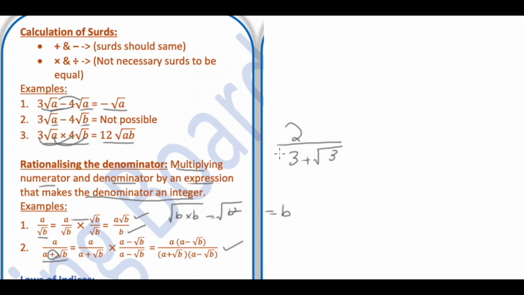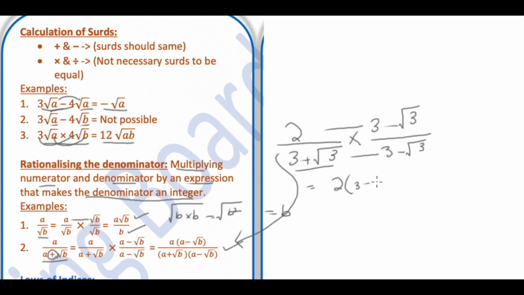Let's suppose we have to rationalize 2 divided by 3 plus under root 3. So this is similar to that one. What you have to do is multiply the numerator and denominator with exactly this number but with the opposite middle sign. So you can do it like this: 3 minus under root 3 divided by 3 minus under root 3. And next you have to solve it, meaning top times top and bottom times bottom. So you will get 2 times 3 minus under root 3 divided by, here you can multiply two expressions straight away, or you can use this formula: a plus b times a minus b equals a squared minus b squared.